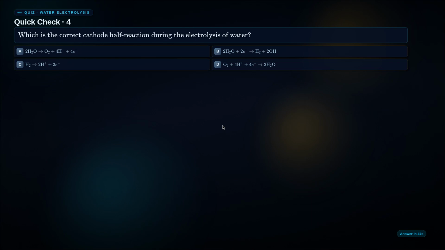Option C. H2 yields 2H+ plus 2 electrons. Option D. O2 plus 4H+ plus 4 electrons yields 2H2O. Remember, reduction occurs at the cathode.